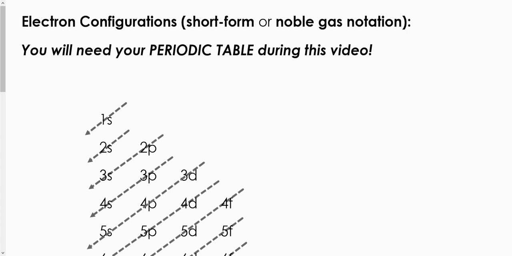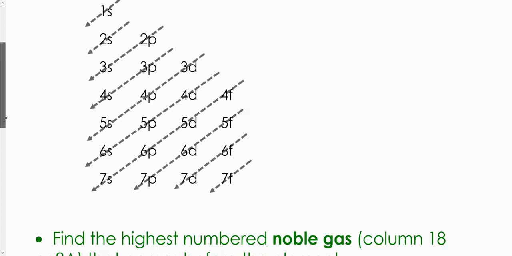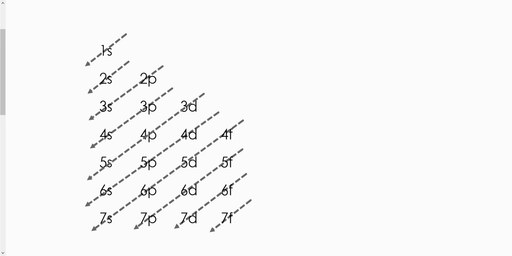This video is on how to write electron configuration using the short form or noble gas notation. You will need to have your periodic table out for this video, so make sure you pause and get that if you need to. So you have in your notes this diagram, the alphabet diagonal rule, like you've seen before, and we use this when we did the long form. So on your notes, you might want to draw in the diagonals again.